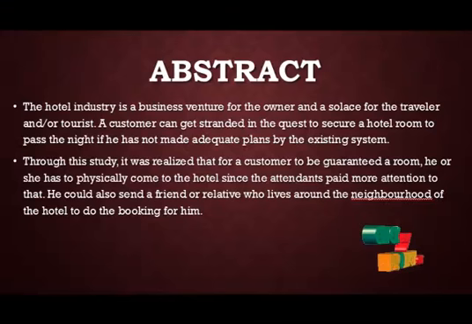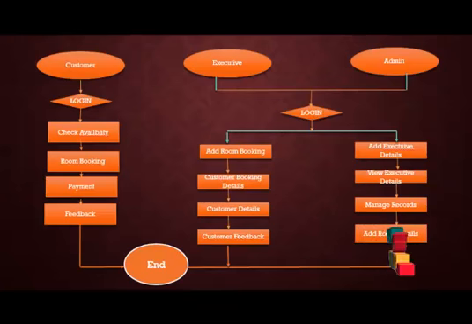The hotel industry is a business venture for the owner and a solace for the traveler and tourist. A customer can get stranded in the quest to secure a hotel room to pass the night if he has not made adequate plans by the existing system. Through the study, it was realized that for a customer to be guaranteed a room, he or she has to physically come to the hotel since the attendants paid more attention to that. He could also send a friend or relative who lives around the neighborhood of the hotel to do the booking for him. Now we are going to see the flow diagram.